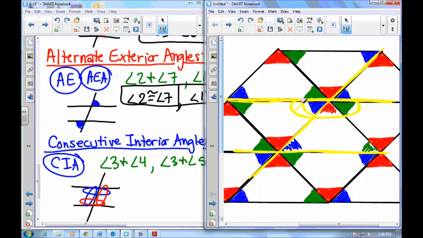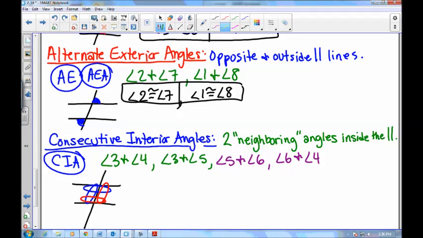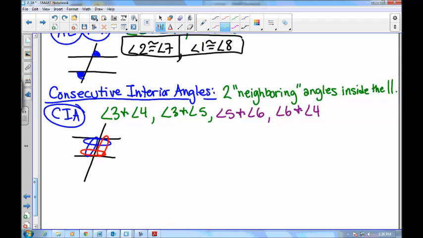What if we went across the street? Are they still supplementary? Do we still get all 3 colors? Yeah, blue, red, and green, because this angle is red and green together. Here, supplementary. So CIA is not congruent necessarily. It could be if the transversal was perpendicular. But consecutive interior angles, what we're going to write for that one.